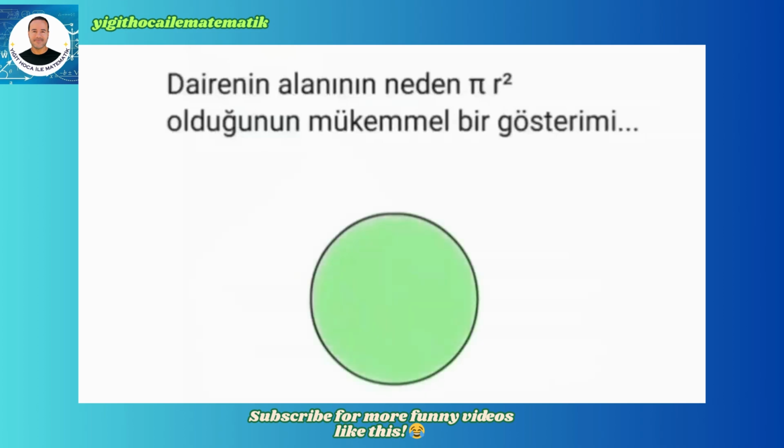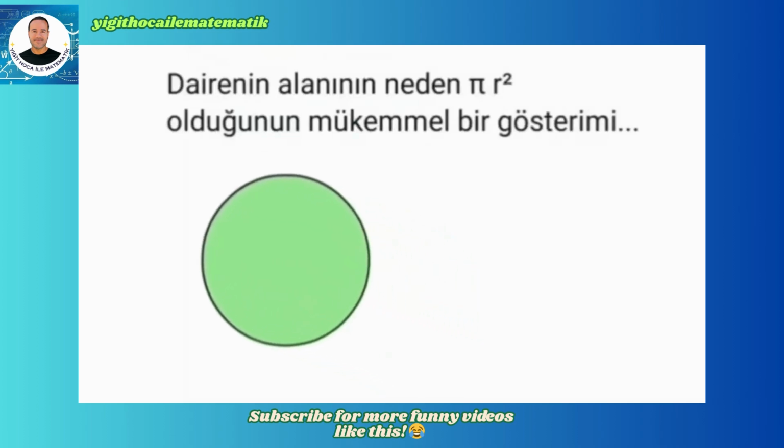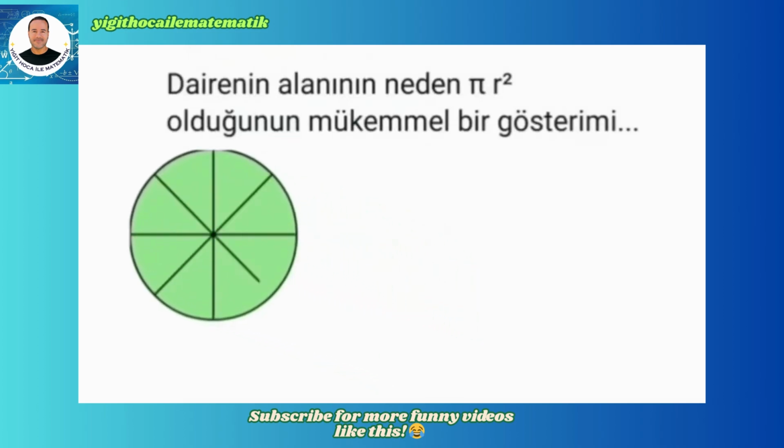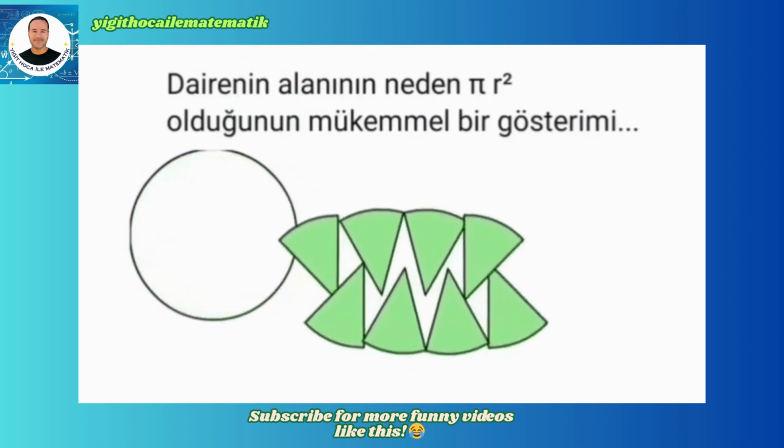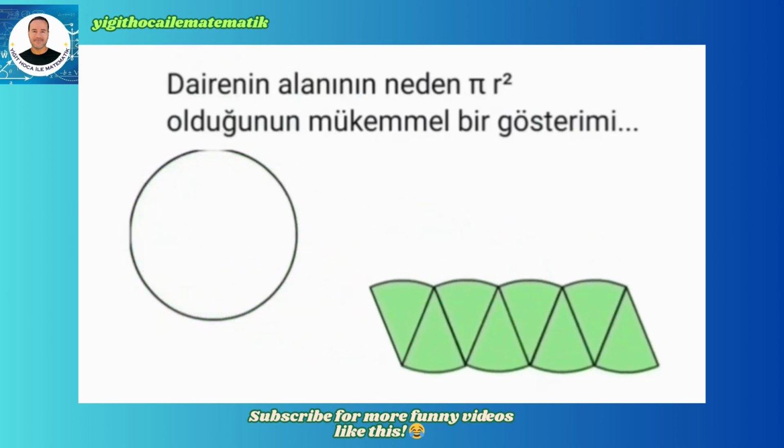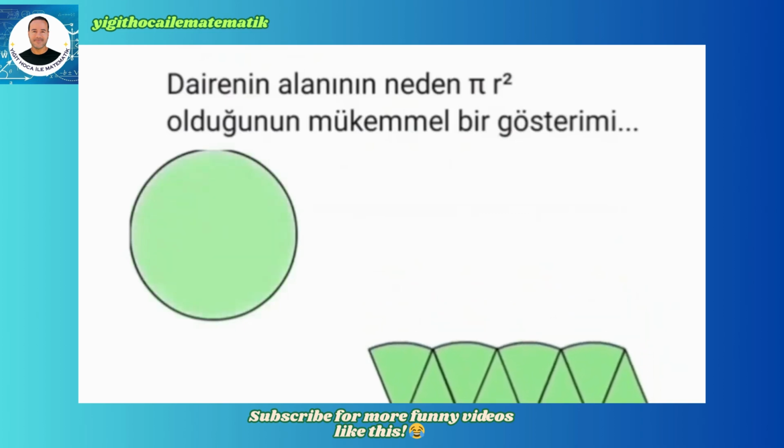First, we'll draw a circle and fill in its area. Next, we will divide it into large equal parts and arrange them in a rectangular formation. As you can see, it barely resembles a rectangle.